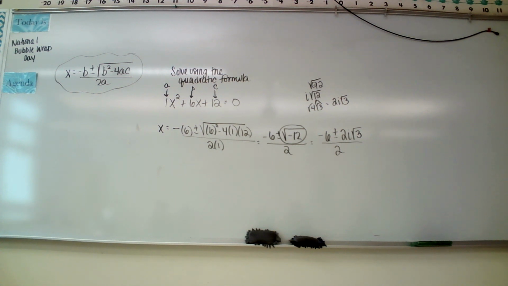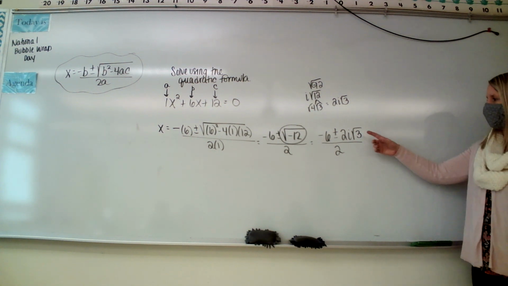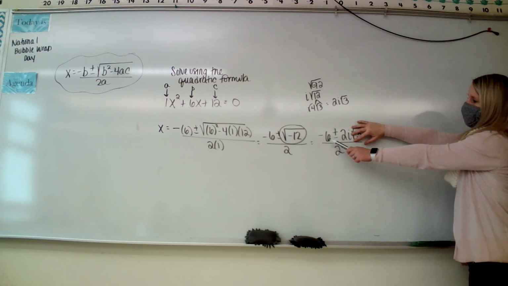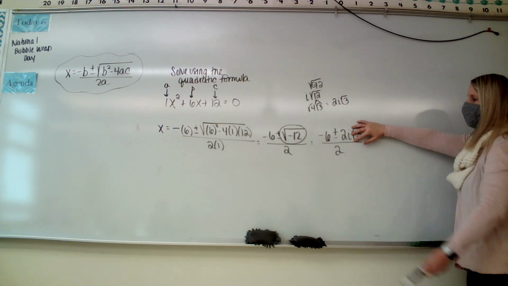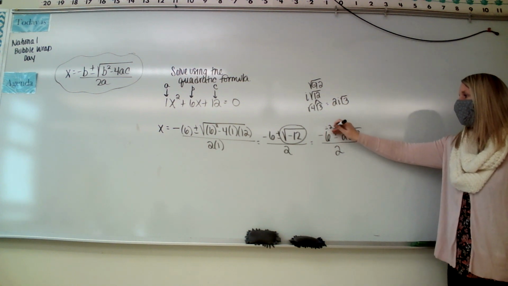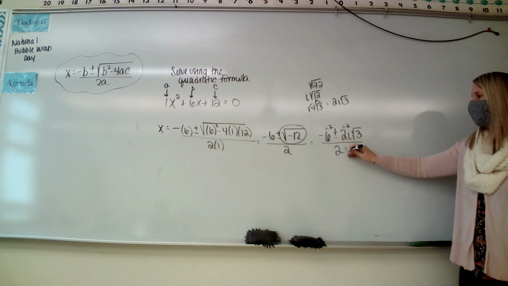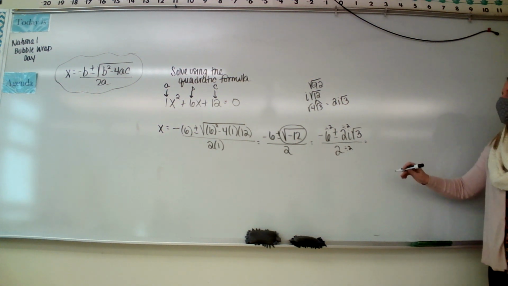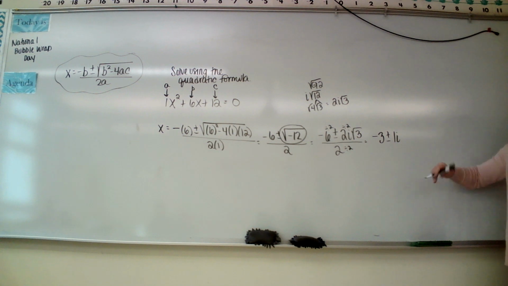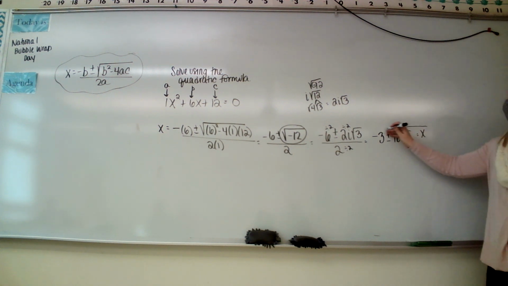But we also want to see, can we reduce this fraction? So to reduce it, basically ignore the radical, because that's irrational. But look at your rational numbers and see, is there anything that they have in common that we can reduce? And these are all divisible by 2. So we are going to reduce that, and it comes out to negative 3 plus or minus 1i, or you could just write i root 3, and that will be over 1, so you don't even need to write that. And that would be your final answer.